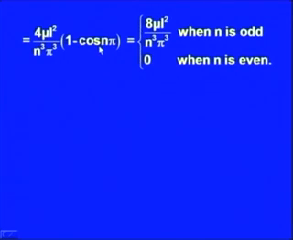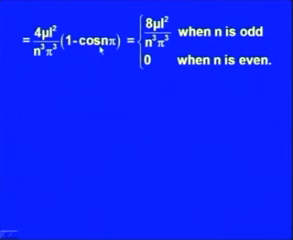Now, let us look at the case when n is an odd positive integer. When n is an odd positive integer, cos n pi will be equal to minus 1. So, 1 minus cos n pi will be equal to 2, and therefore, we get the value of Bn as 8 mu L square over n cube pi cube if n is an odd integer.